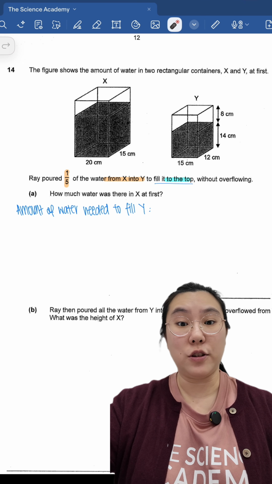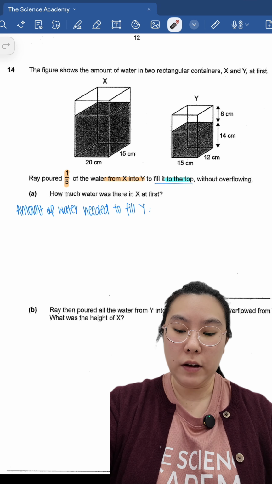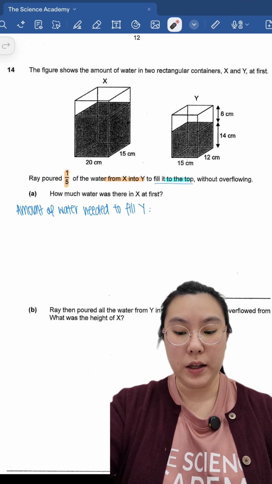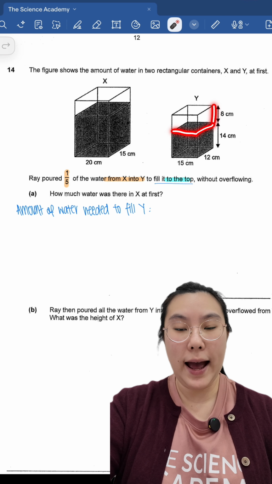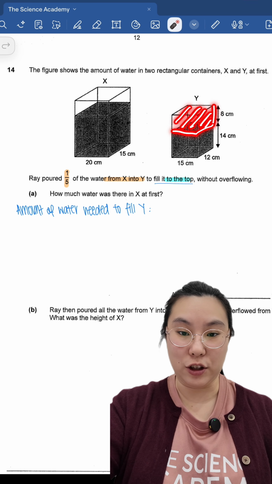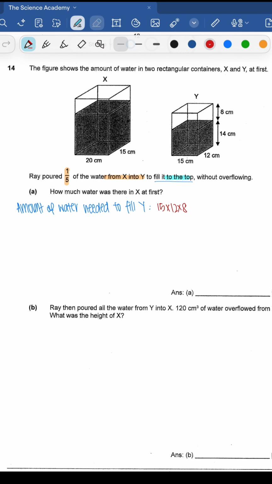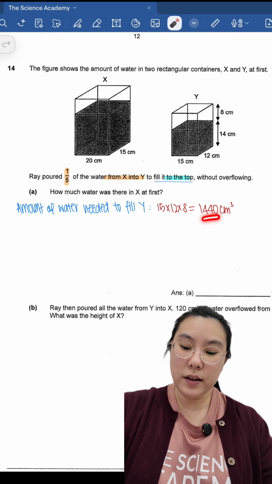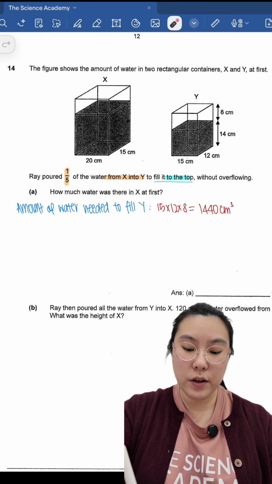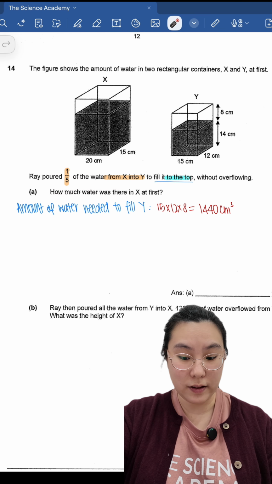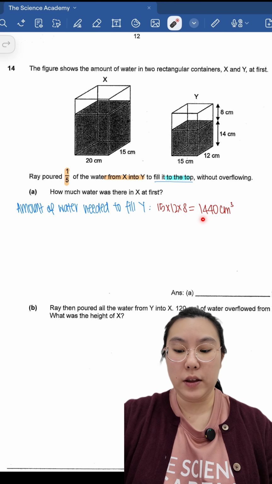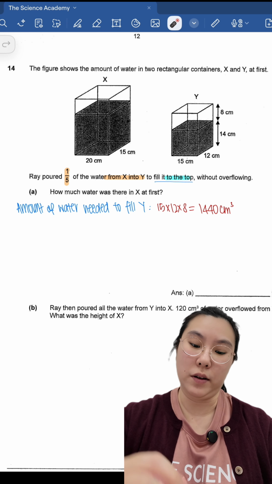This part then checks on the student's understanding on whether they can find out the volume of this empty section above, which would then just be the length and the breadth multiplied by the height of only this section. Next, students need to recognize that this volume is the same as 1/5 of the water from X. So therefore, to find how much water there was in X at first, you just need to take this as 1/5 and find the whole.